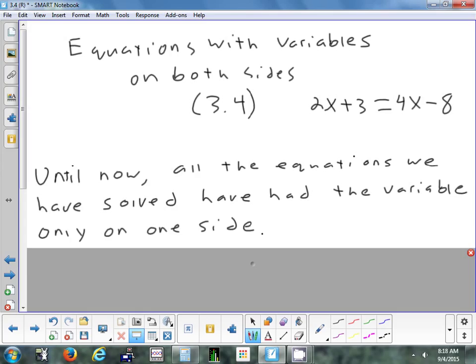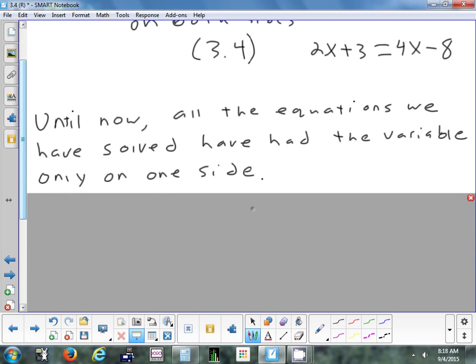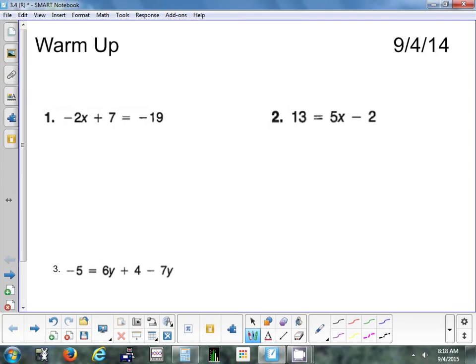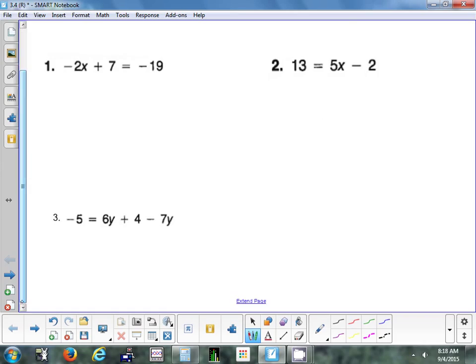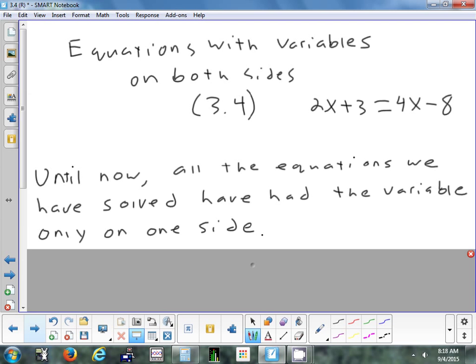It's the only difference with the problems you're going to see today. You've got a variable on both sides. That gives us a few more options of how to solve it. We're going to try to give you some steps that make it as easy as possible. Until now, all the equations we've solved always had the variable on one side, just like these examples. Variable just on the left, just on the right, just on the right. Both sides.